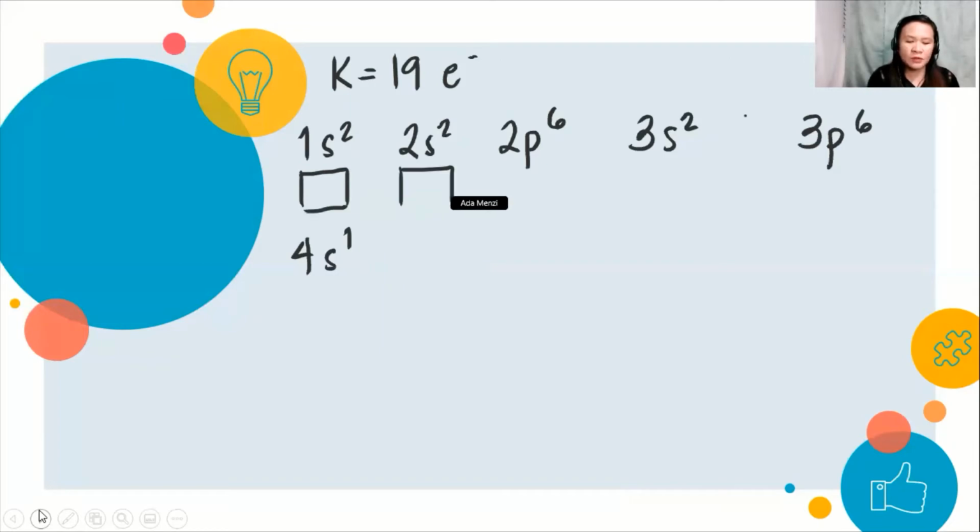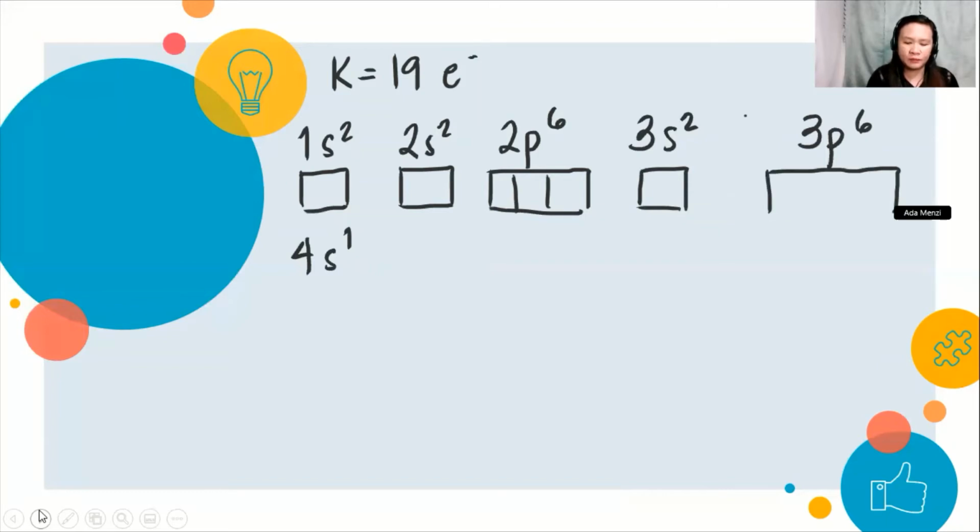So for S, we have 1. For P, we have a 3. For S, again, we have 1. For P, we have 3. And then 1 again for S. Okay. And then next, we now write their different spins, or the different electrons inside the orbitals.